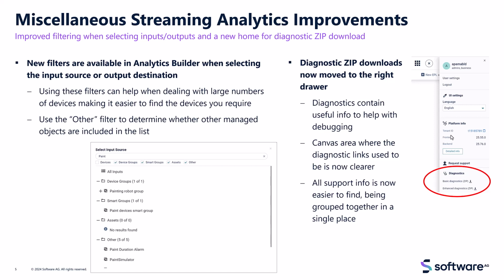The diagnostic zips are a really good way to download the current state of what's going on in streaming analytics, so you can use them to help you debug your applications. The diagnostic zip used to be in the canvas at the bottom of the screen. We've now moved it, for cleanliness reasons, over to the right drawer on the right of the screen, just beneath the support section.